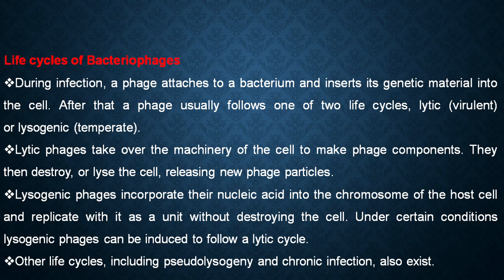Next one, life cycle of bacteriophages. During infection, a phage attaches to a bacterium and inserts its genetic material into the cell. After that, a phage usually follows one of two life cycles. It means lytic, meaning virulent, and another one lysogenic, meaning temperate. Lytic phages take over the machinery of the cells to make phage components. Then they destroy or lyse the cell, releasing new phage particles.